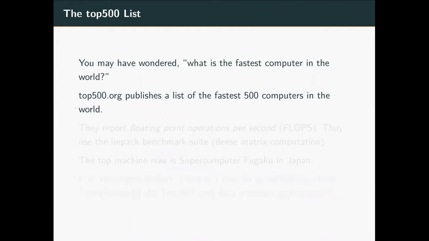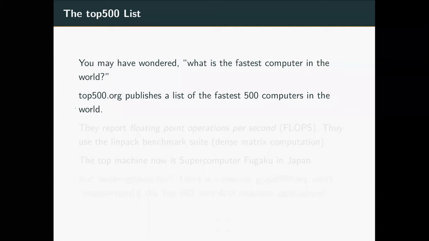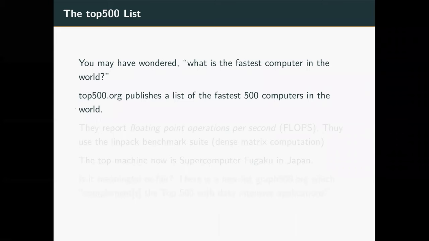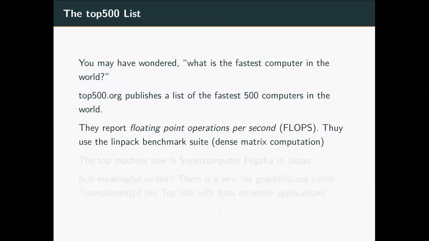Last thing. If you're ever curious what the fastest computer in the world is, there's a nice list, Top500, at top500.org. It's a list of the 500 fastest computers in the world. They report the speed in floating point operations per second. Typo, better fix that later. Using LINPACK, which is a dense matrix computation benchmark.